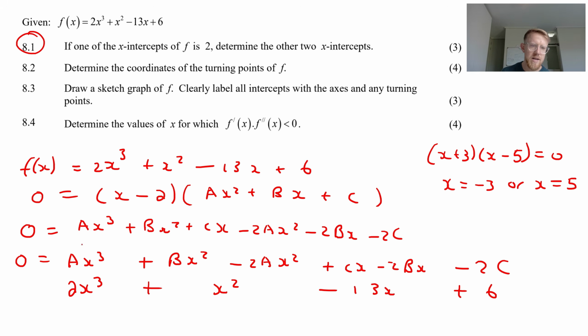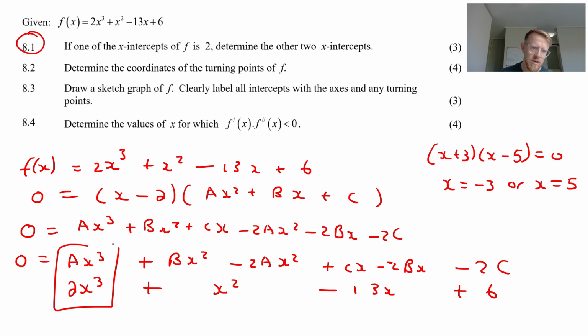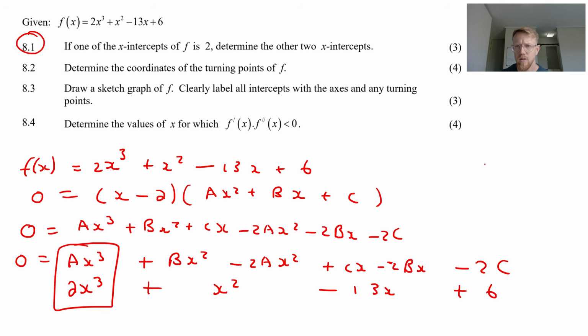Okay, so what it means then is that this part has to be the same. These have to be the same because they are the x squares. These have to be the same because they are the x's. And then these have to be the same because they are the constants. So if you look there, can you immediately see what a has to be? Nice. a has to be 2. So we can say a must be 2.